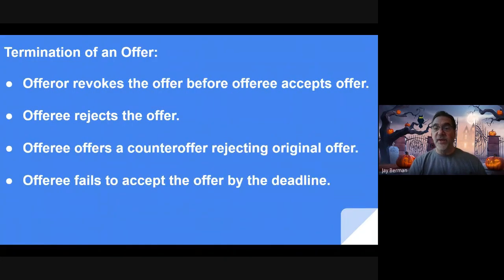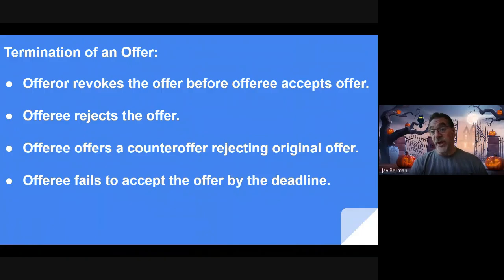And there also has to be something written to terminate the offer. The offerer revokes the offer if the offeree hasn't accepted it. So, in other words, the offerer sends an offer to an offeree. The offeree hasn't accepted the offer. Then the offerer says, "Nope, I changed my mind. I don't want this offer." And you have to notify the offeree that you're withdrawing or revoking the offer.